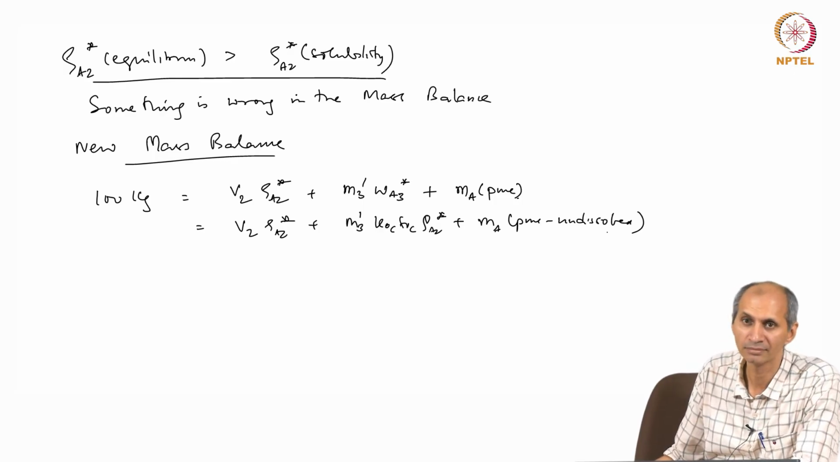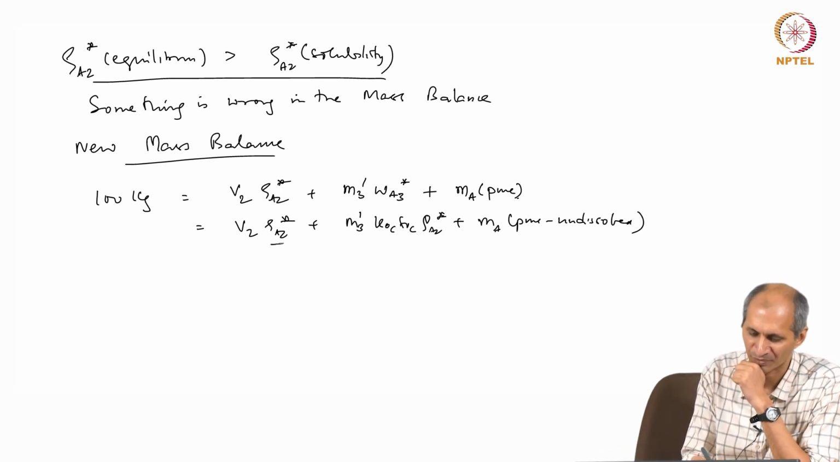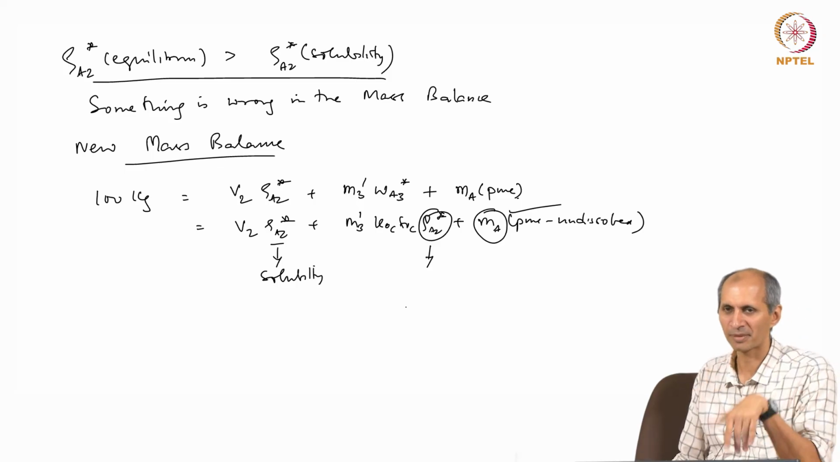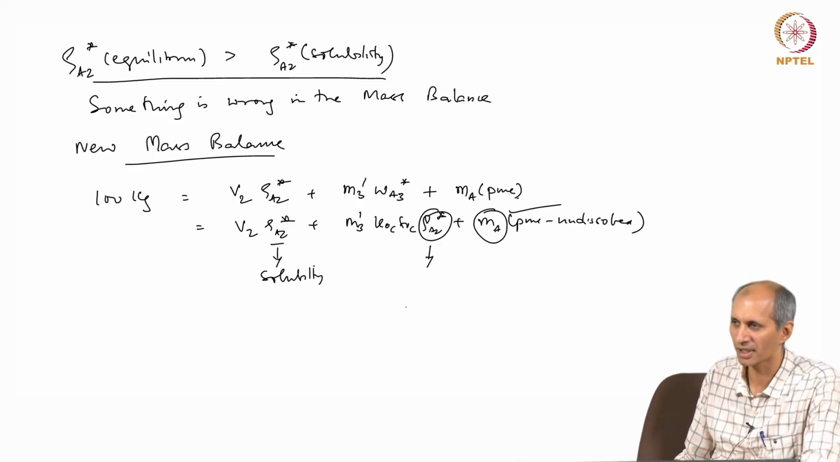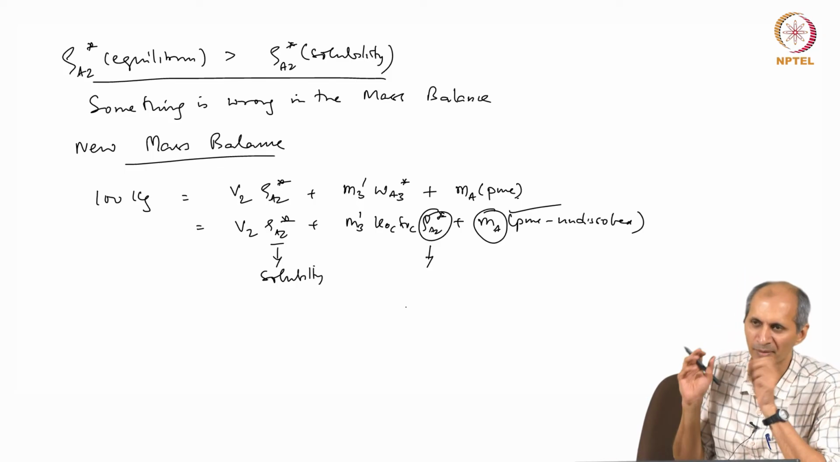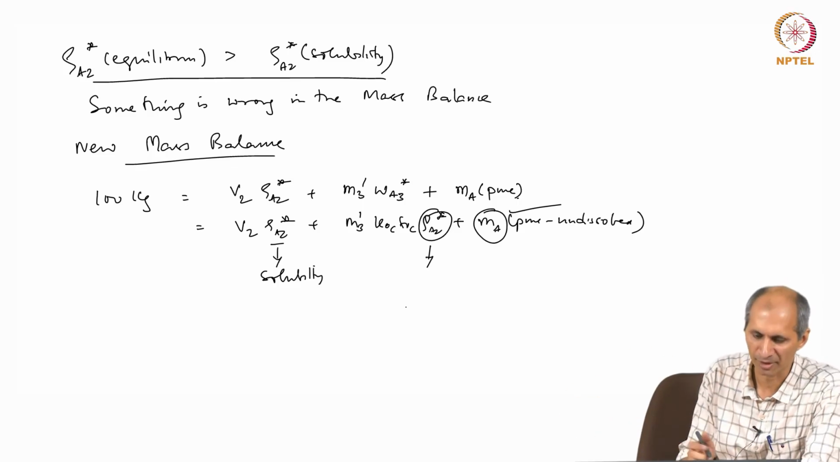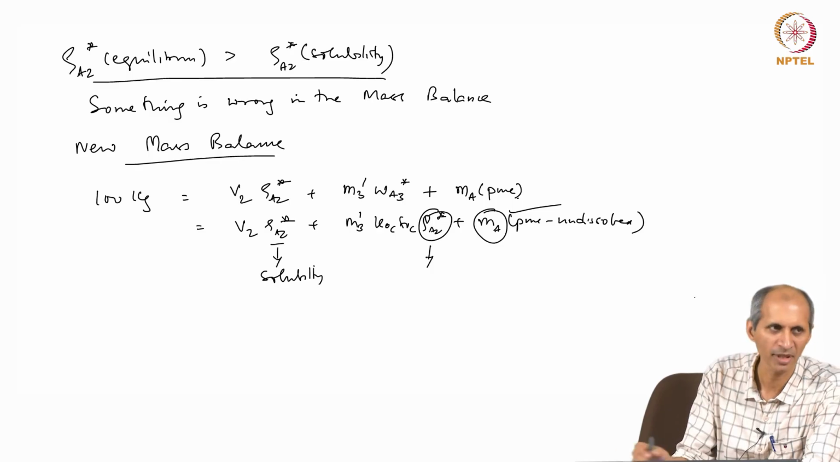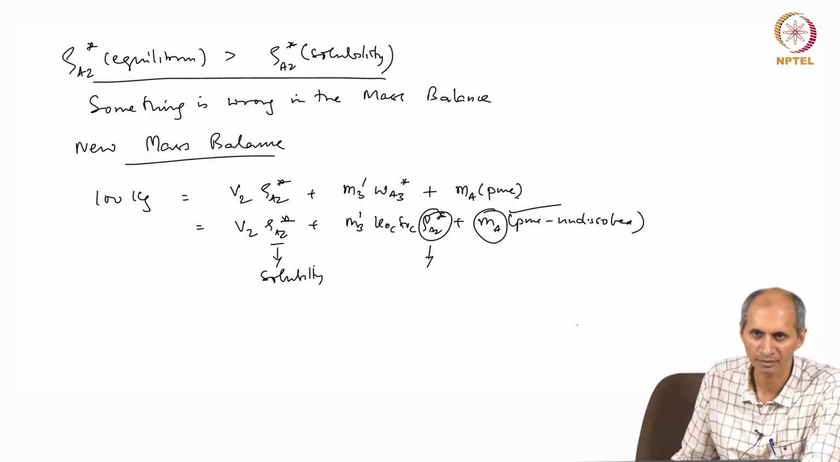Rho A2 star is now solubility. This is solubility, so we have only one unknown in the equation. This is the only unknown that is there. This is known; that is our premise from the previous analysis, that it goes to the limit of solubility and the rest of it stays as pure chemical. This is the maximum, and whatever is remaining stays as the pure substance.